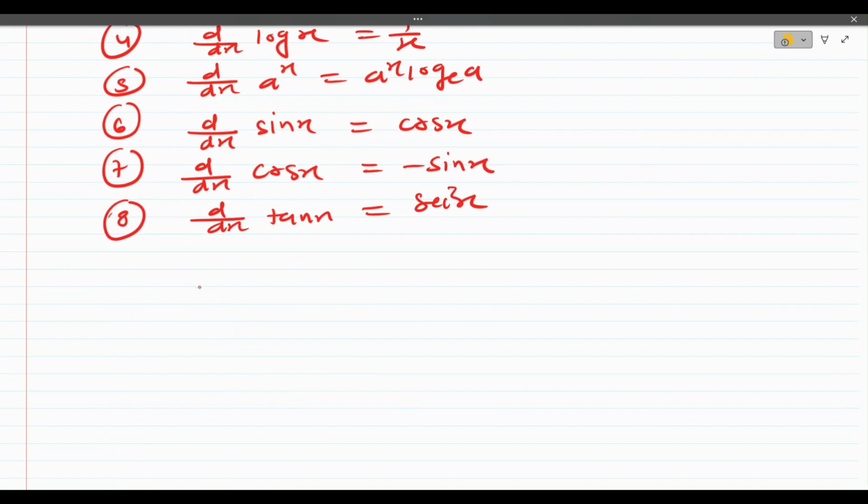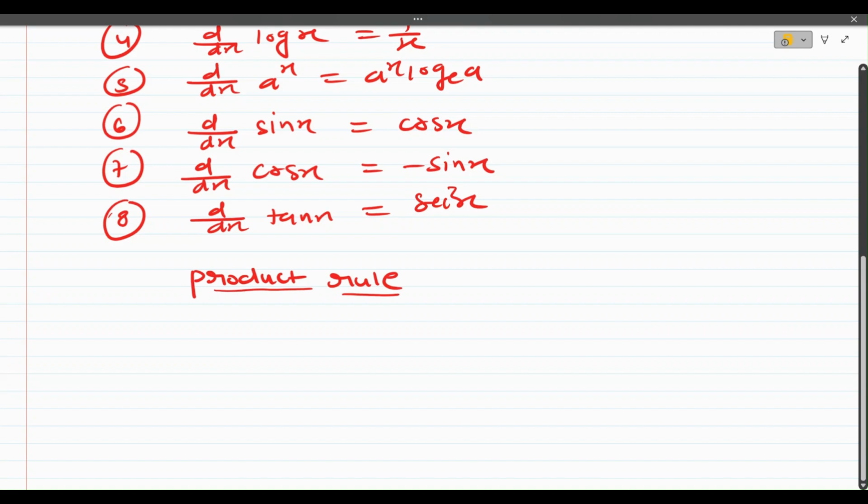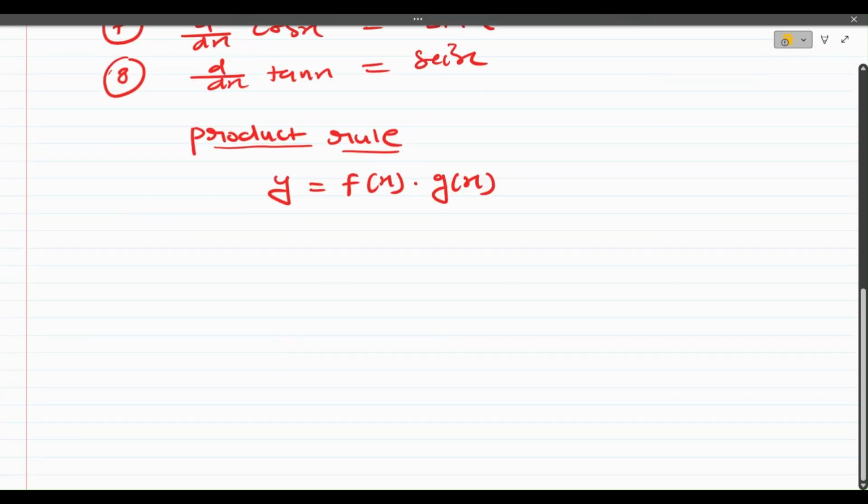So we're going to learn three rules: product rule, quotient rule, and chain rule here. So let's focus on the product rule. If we have a function which is a product of two functions, let's say we have y, which is f of x times g of x. So there are two functions.